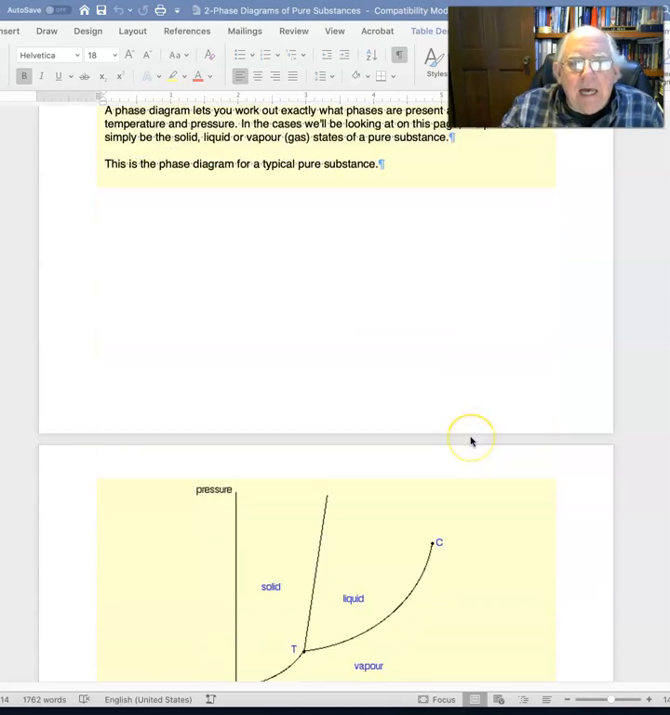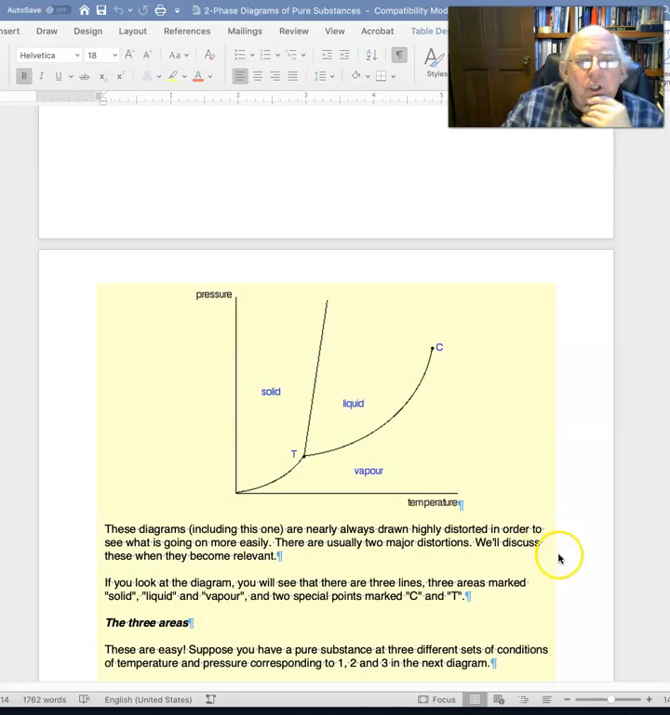And a phase diagram is one in which the various phases are plotted as a function of the two thermodynamic properties that define the phase of a pure substance. And so if one was to plot pressure and temperature, a pure substance would be a solid in a certain area, a liquid in another area, and a vapor in the third area.